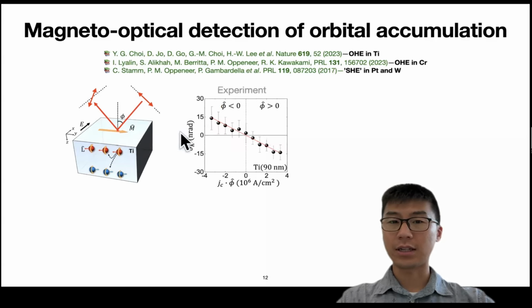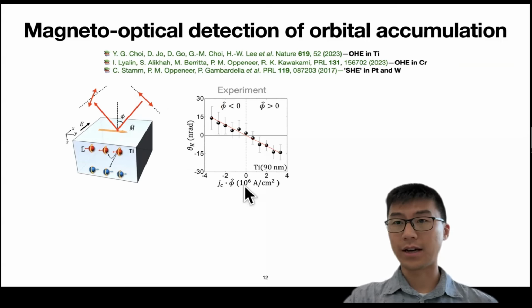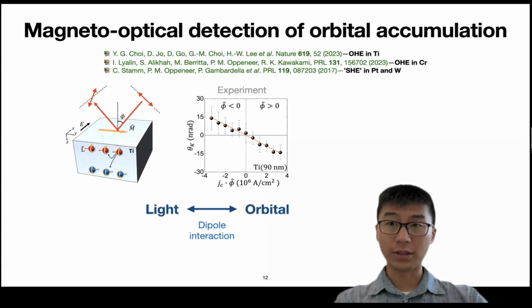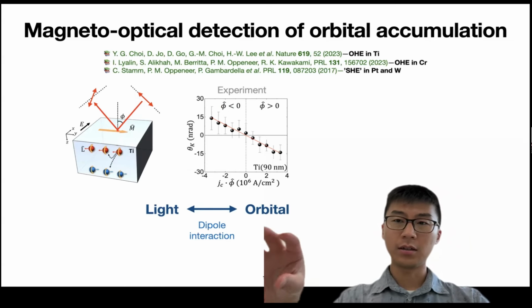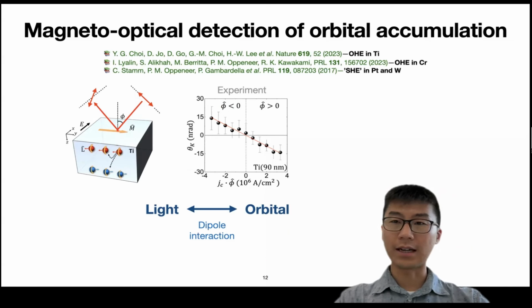And the experimental result shows that the Kerr angle, the rotation of the polarization of light, is linearly proportional to the current density you apply. So it means that this is a current-induced effect. But the question is actually how you know that this is coming from the orbital accumulation, not the spin. Here comes a very important realization. And that is light interacts with the orbital part, specifically the orbital dipole moment of the wave function.